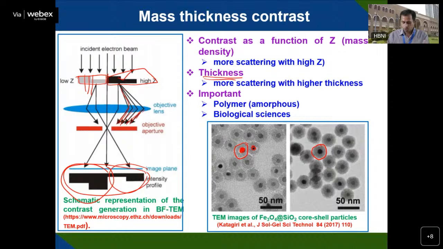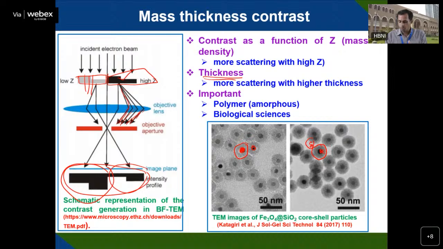So this type of core-shell structure you can identify by using TEM if you have a contrast variation between the core and shell. Like here, the center is Fe and outside is silica, and Z is quite different. Fe has atomic number 26 and silica is somewhere around 14. So there is a large variation in Z, and you can see this type of contrast image.